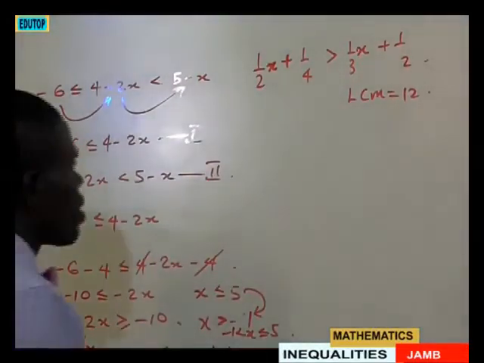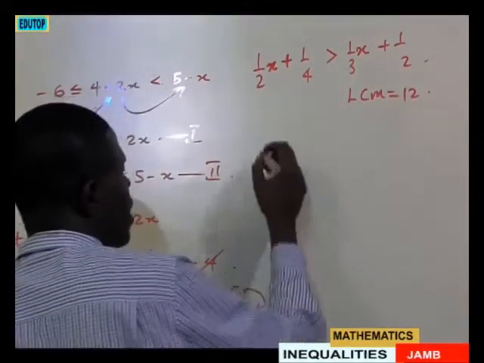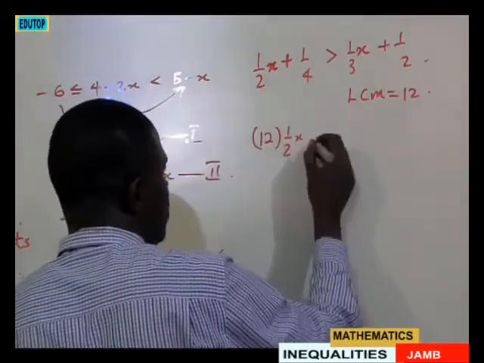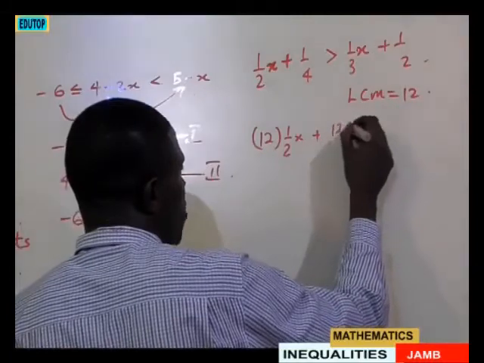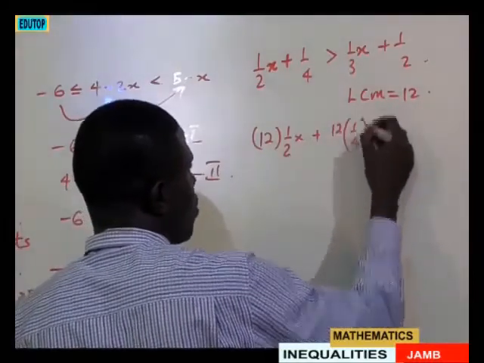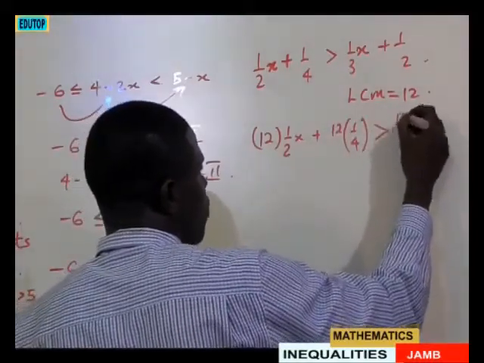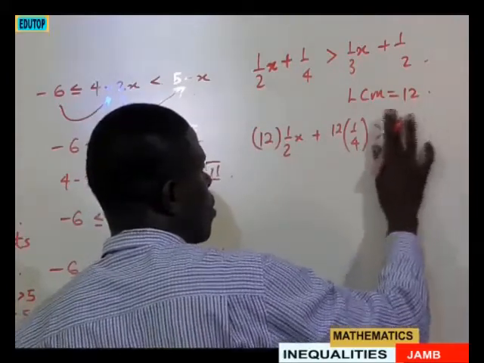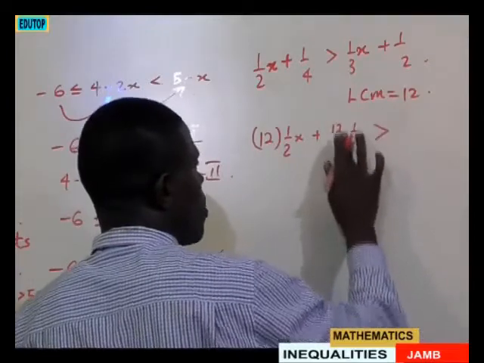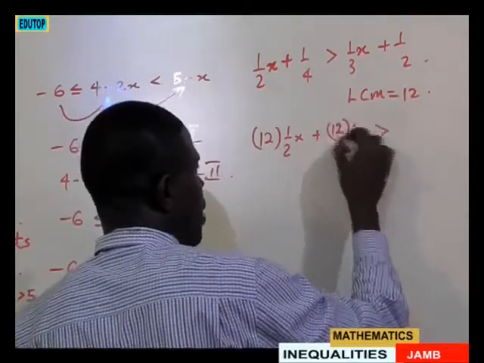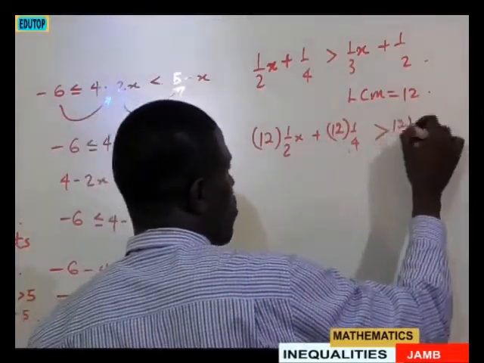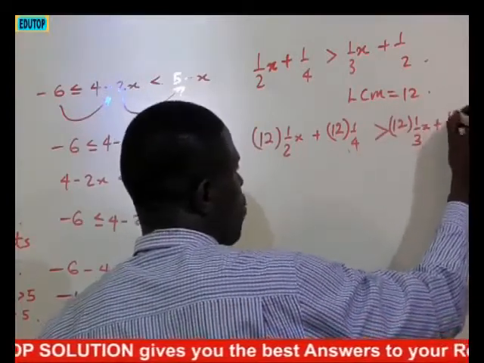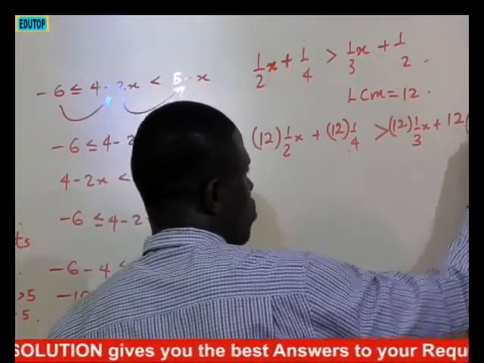Then we multiply each term by 12. So that means 12 will be multiplied by 1 over 2x, plus 12 will be multiplied by 1 over 4, greater than 12 will be multiplied by 1 over 3x, plus 12 will be multiplied by 1 over 2.